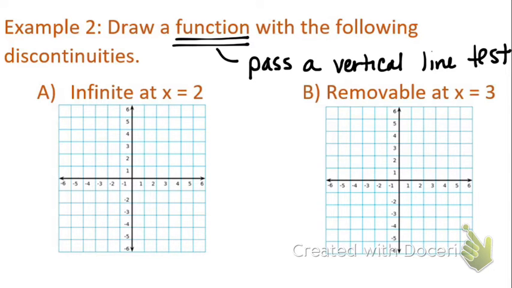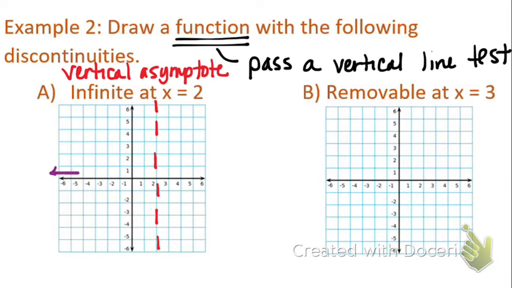So when you see infinite discontinuity, I want you to think vertical asymptote. So I'm going to draw in a dashed vertical line at x equals 2. And then you decide if it's going to go up, up, down, down, up, or down, down. It's just at this point you have a function, and it has to approach infinity at the asymptote.